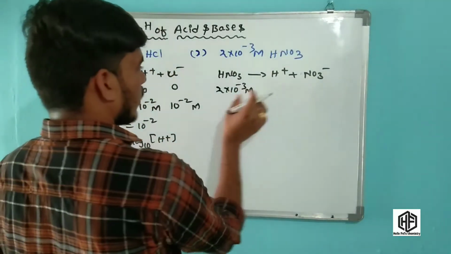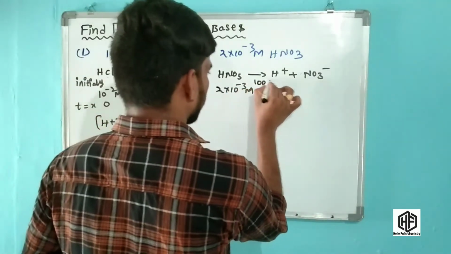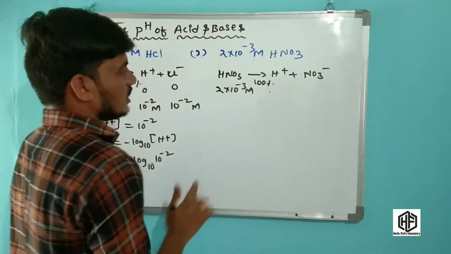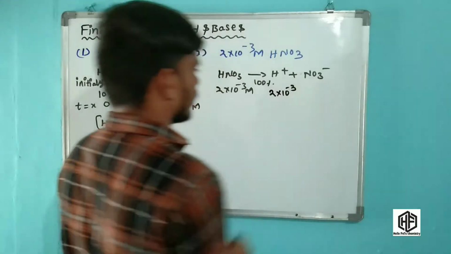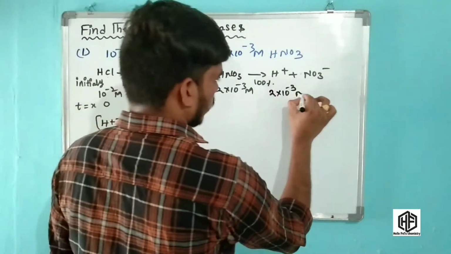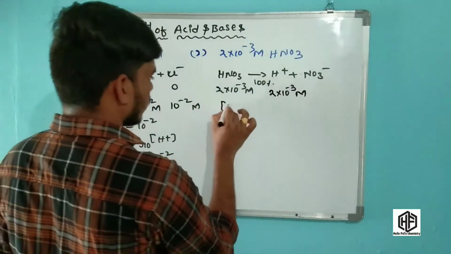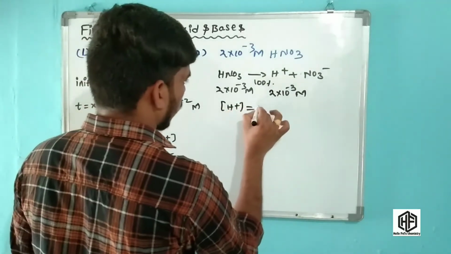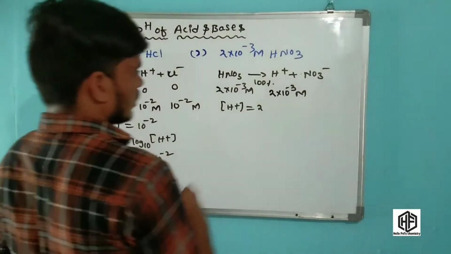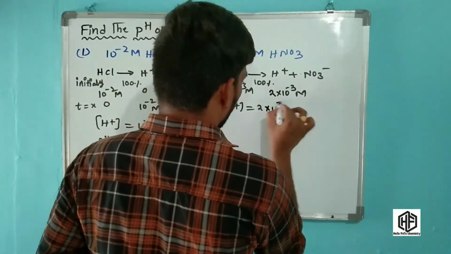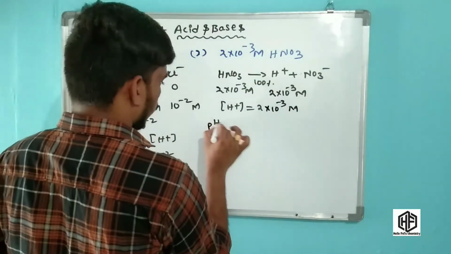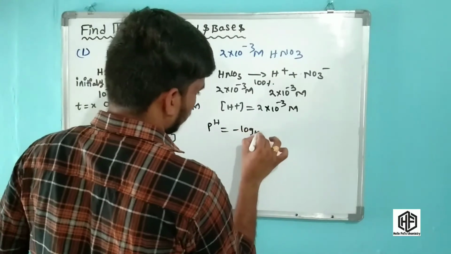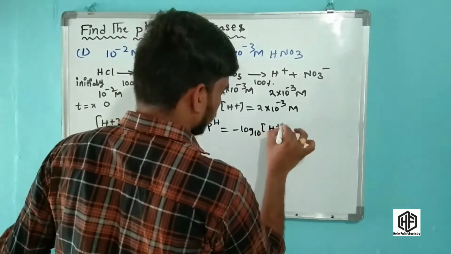At that time, what happened? It is 100% dissociated. Friends, it is 100% dissociated, so the H plus ion concentration is 2 into 10 to the power of minus 3 molar. Now the pH of this problem is minus log base 10 of the concentration of H plus ions.